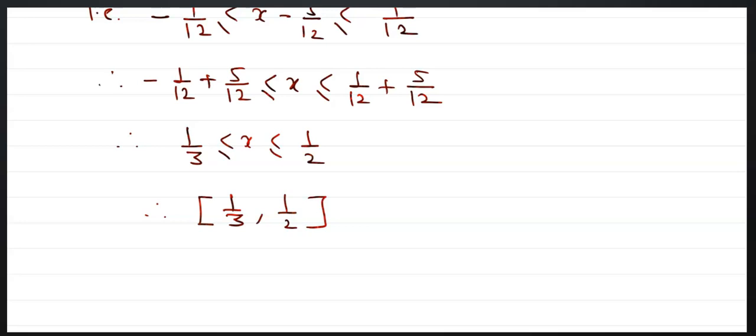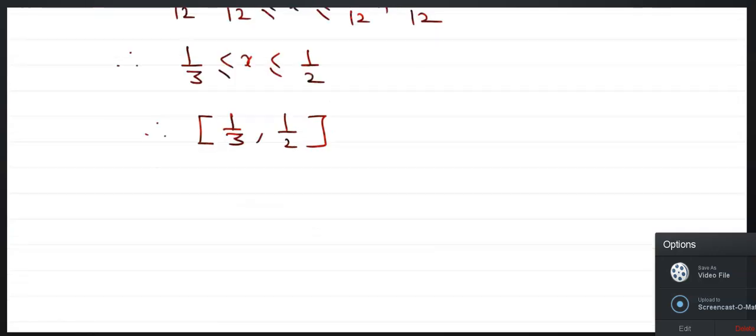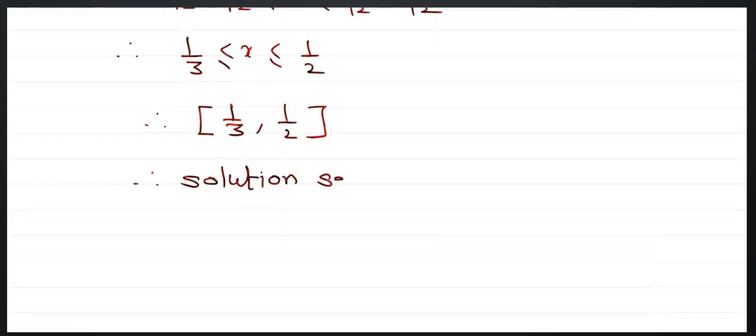And if we simplify this, that is minus 1 plus 5, therefore you will get 4 upon 12, that is equal to 1/3, less than or equal to x less than or equal to, if you add this, 6 upon 12, then you will get 1 upon 2. Therefore the set is closed interval 1/3, 1 upon 2. Therefore the solution set is 1/3, 1 upon 2.